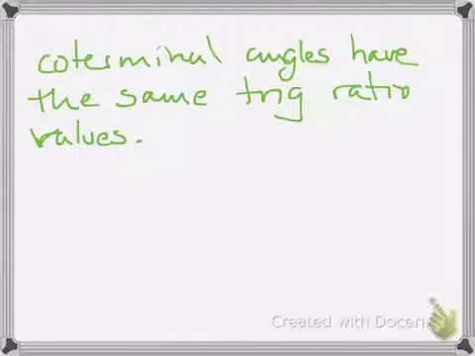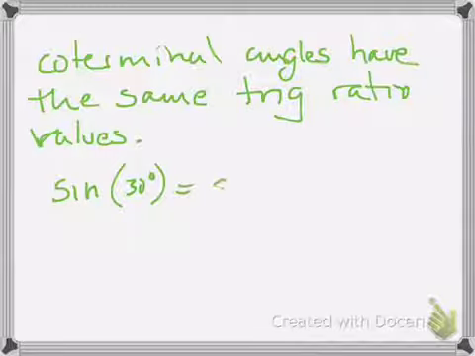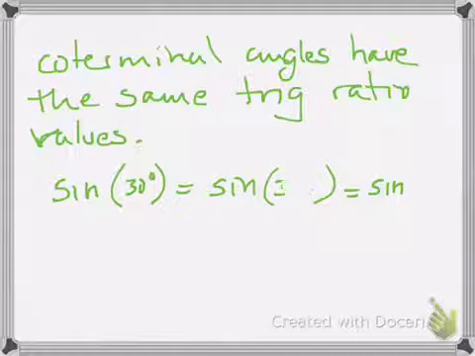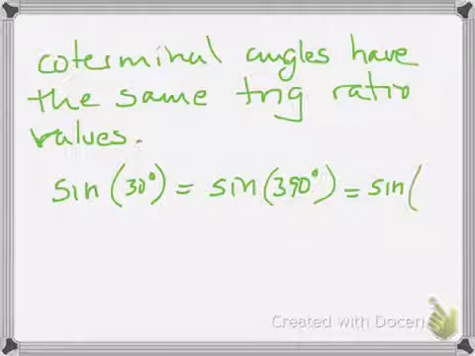Let's go back to that first one that I gave you guys. The sine of 30 degrees is equal to the sine of, no, not 360, I messed up. What was the coterminal angle there? Add 360, we get what? 390. And that's equal to the sine of negative 330.